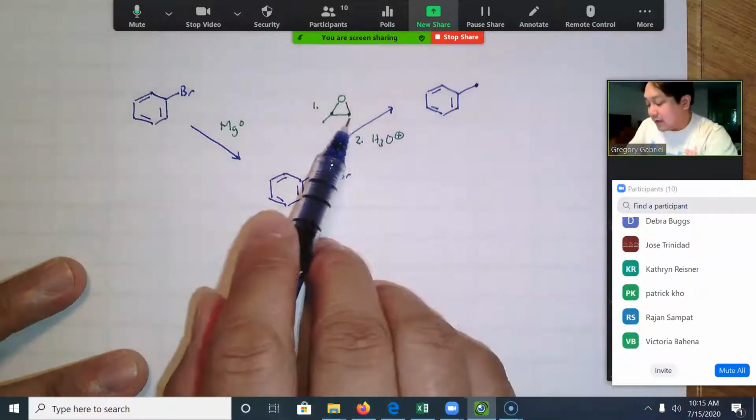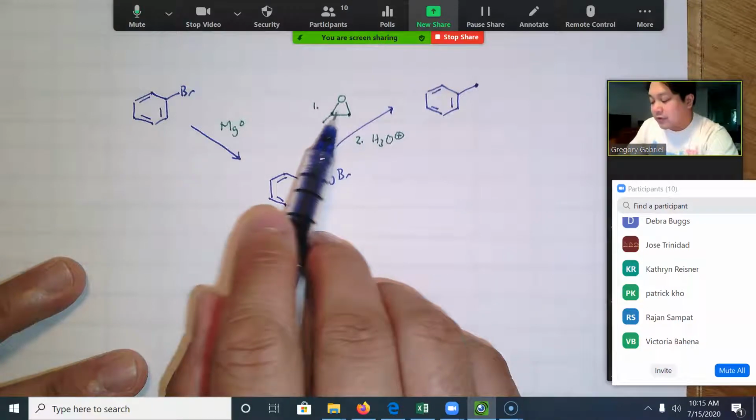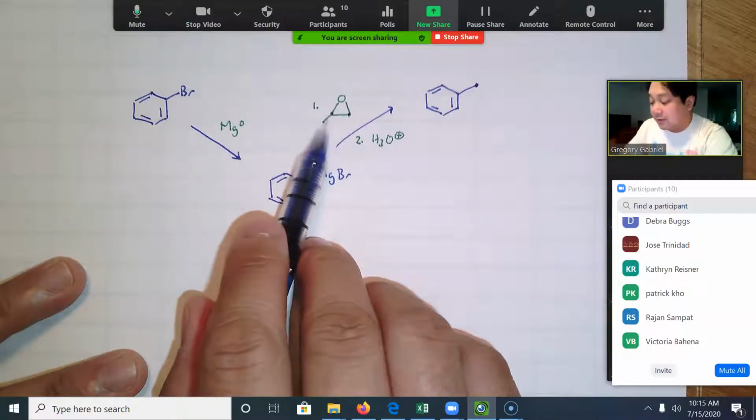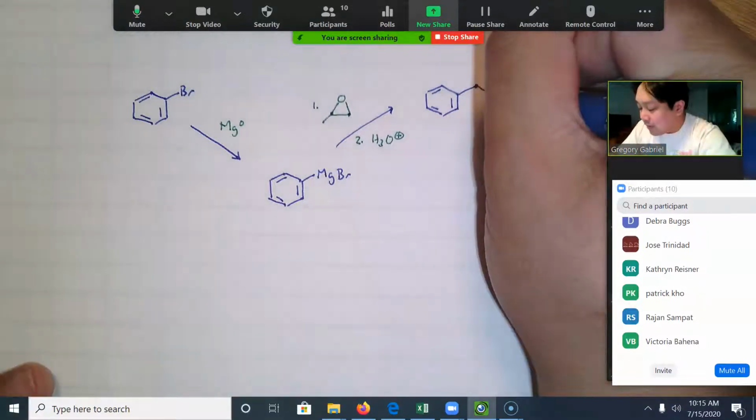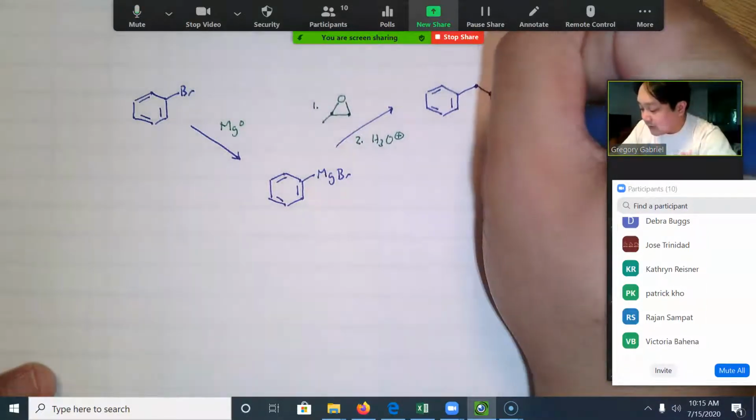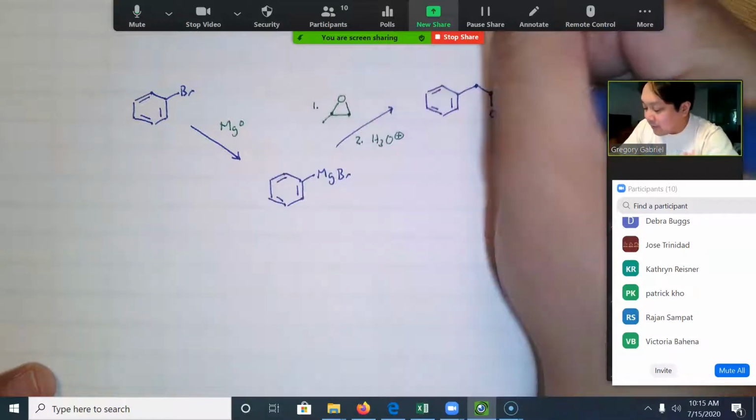And if you attack the dot on the right, the OH ends up being on the dot on the left. So that turned around, but it's on the other carbon that did not get attacked. And then we have that methyl group.